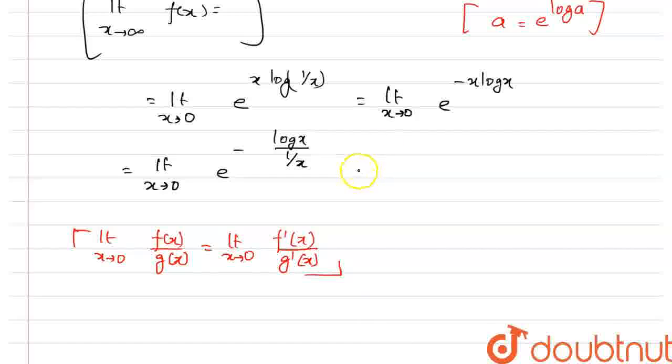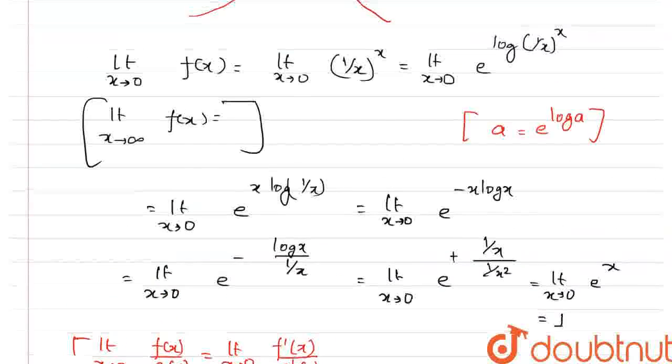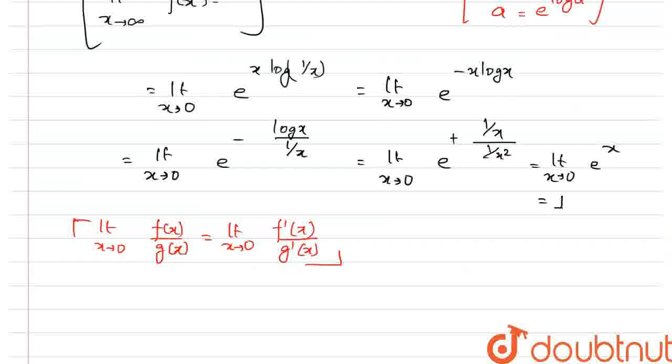So this will be equal to limit x tending to 0. Here it is in the form of infinity by infinity. So e to the power minus, differentiation of log x is 1/x, and differentiation of 1/x is minus 1/x². So minus minus plus 1/x². So this will be equal to limit x tending to 0 of e to the power x, and as x tends to 0 it will be equal to e^0, that is 1. So we got the value of limit x tending to 0 of f(x) as equal to 1.